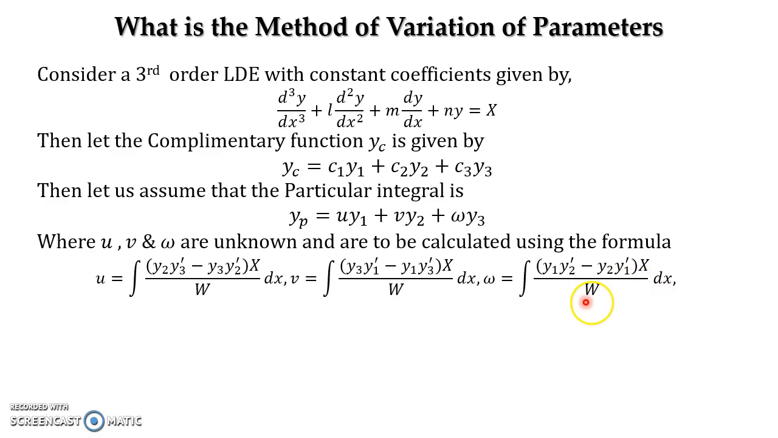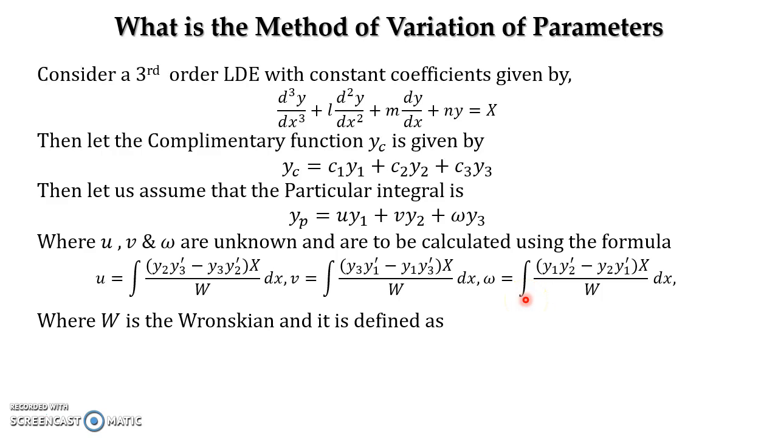Now here the Wronskian is a 3 cross 3 determinant, unlike the previous method, which was 2 cross 2. So let us see the definition of this Wronskian. It is defined as the 3 cross 3 determinant, where the first row is the functions y1, y2, y3, the second row is their first derivatives, and the third row is their second derivatives. I'm sorry, I've missed one dash here. This is actually y1 double dash.